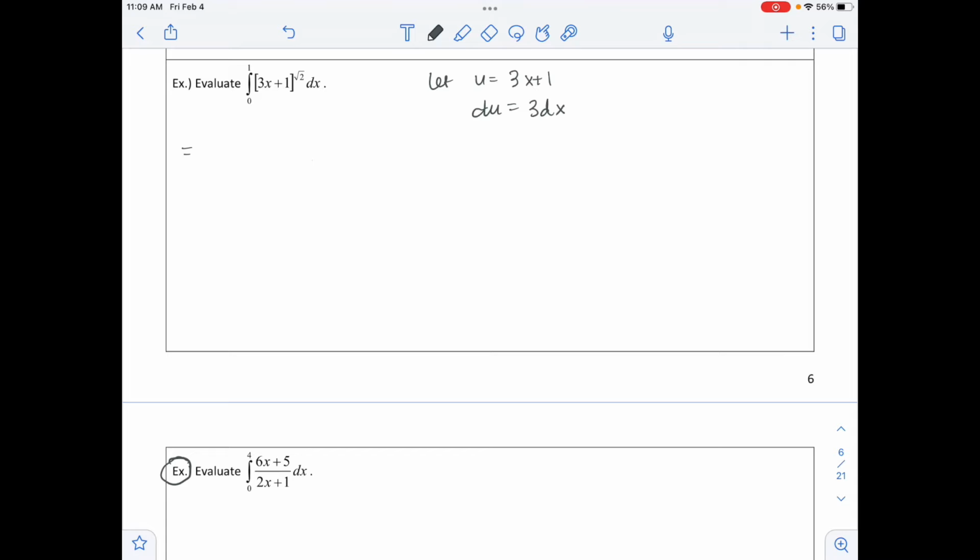So for our integral, since it is a definite integral and we are using u substitution and changing the variable, I know that I need to change those limits of integration, and I'll do that momentarily. But for the first part, we have u to the square root of 2, and then 1/3 du, and I'm going to put the 1/3 out in front. And then for my limits of integration, the upper limit is now going to be 3 times 1 plus 1, so it's going to be 4. And my lower limit of integration is going to be 3 times 0 plus 1, which is 1.